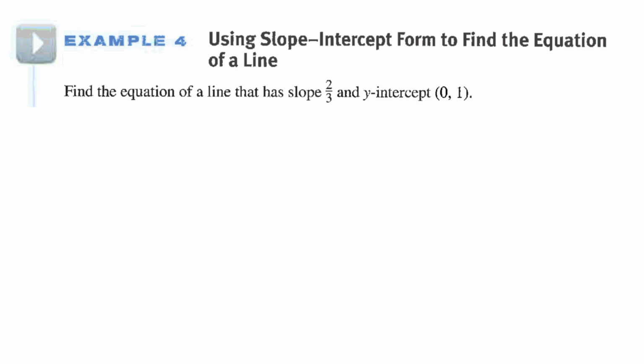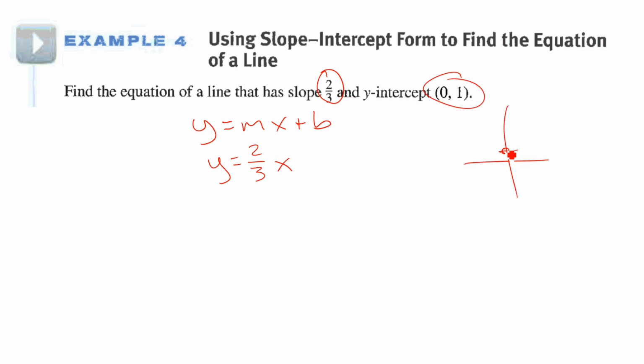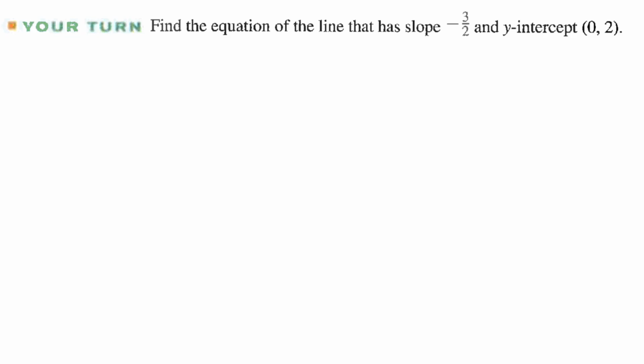All right, so let's use the slope-intercept to find the equation of a line. Y equals mx plus b. So on this one, we have the slope. So we can say y equals 2 over 3x because m is the slope. And the intercept, 0, 1. The intercept is at 1. The intercept is the y number. So 2 over 3x plus 1. Just plug it in. Your turn.